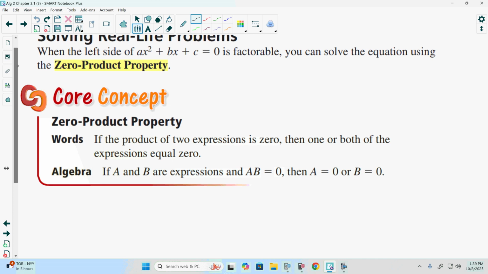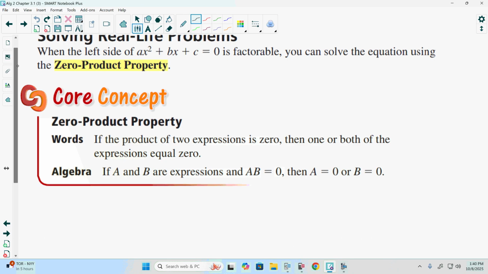Now, first thing we're looking at is the zero product property. The zero product property states if two things, two expressions, two terms are being multiplied together and they equal zero, one of those two has to be zero. Well, yes, because if you multiply two things together and it equals zero, the only way is if one of those two expressions is zero. That's the nice thing about the zero product property.